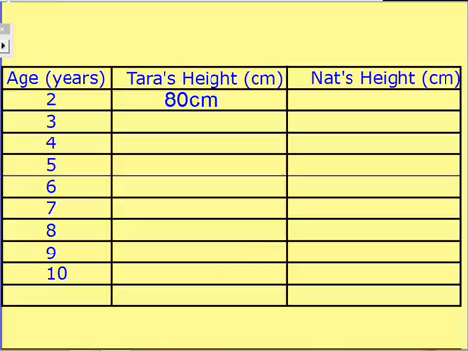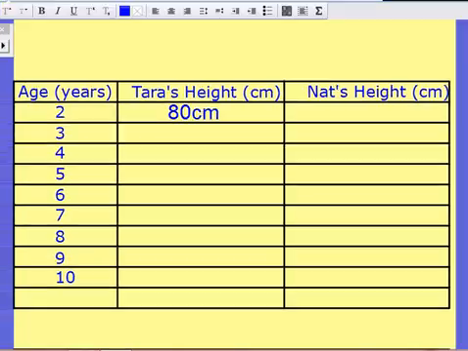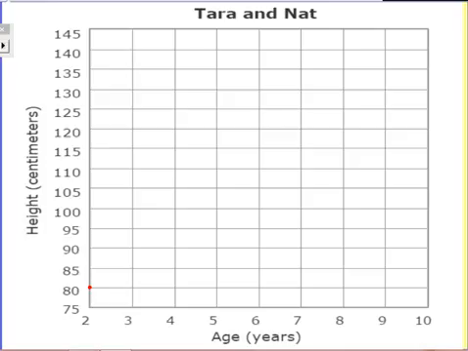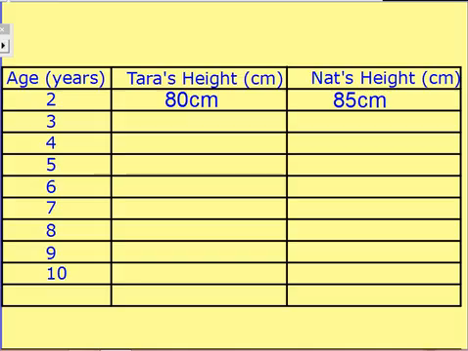Now let's look at Nat. And Nat, it says, was 85 centimeters when he was 2 years old. So I'm going to fill in both my graphs at that. I'm changing Nat to a different color. I would think that would be wise on your part. And we'll finish the information.